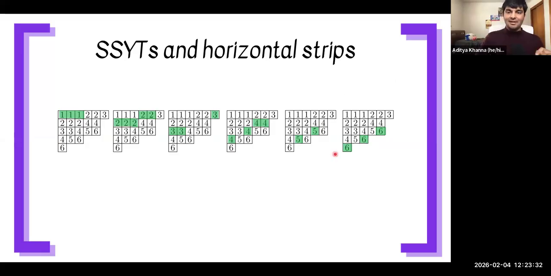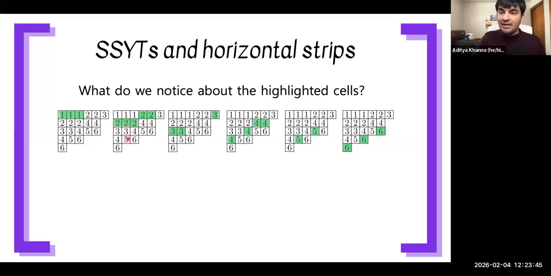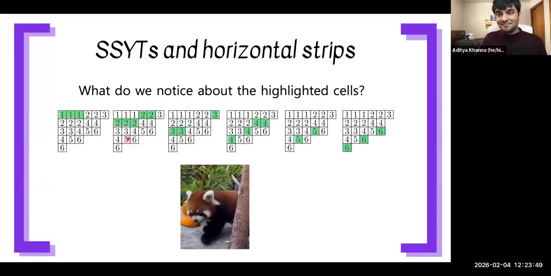Okay. So in this particular case, if I have semi-standard Young tableau and I shade the cells corresponding to the similar entries, for people who haven't seen this before, what do you notice about the highlighted cells? For people who have seen this before, here's a GIF of a red panda. Audience participation, if you haven't seen this before. What do you notice about the cells?